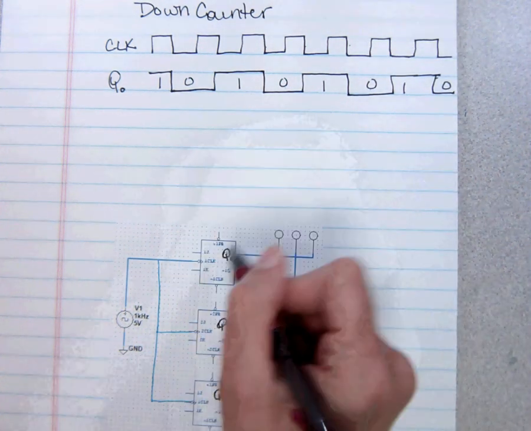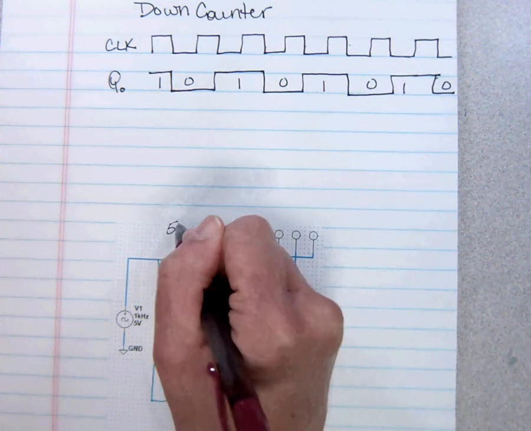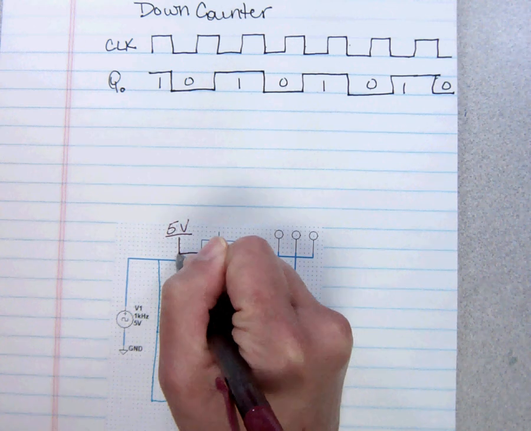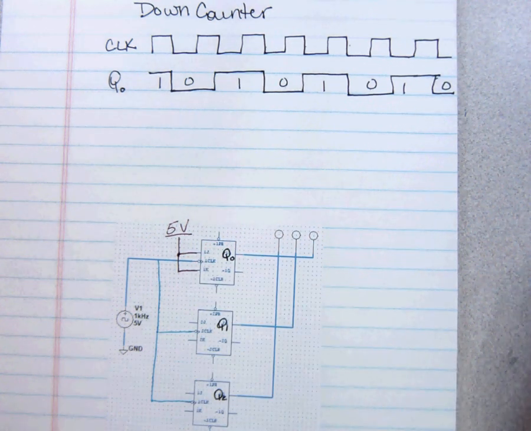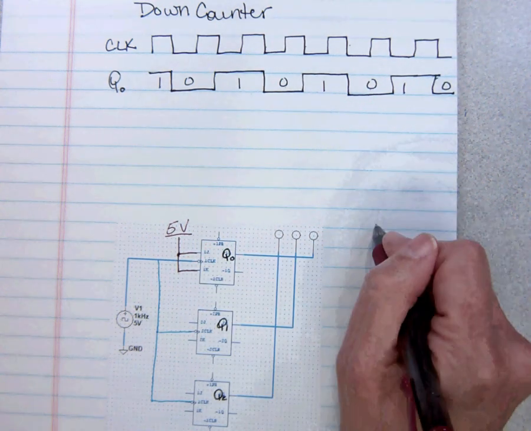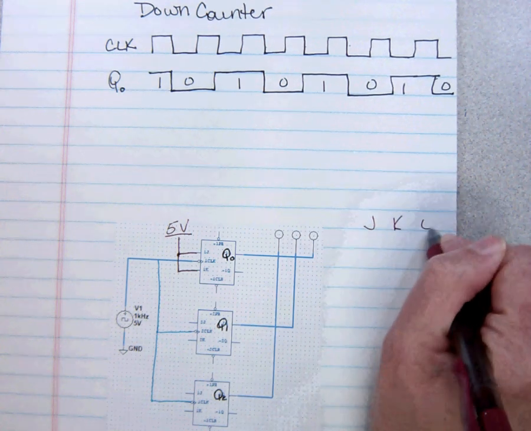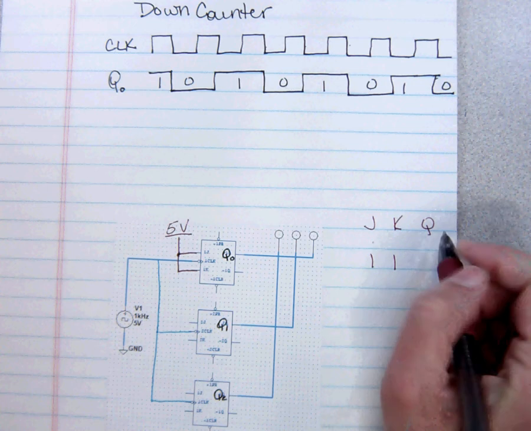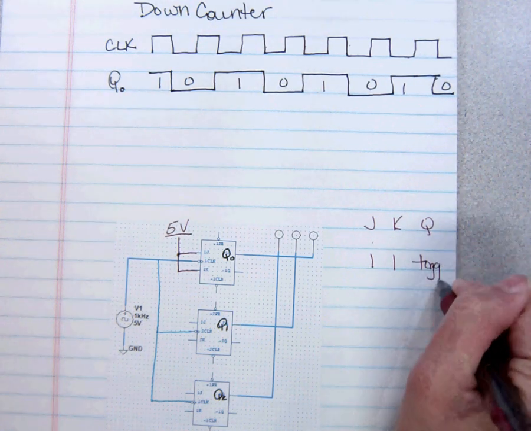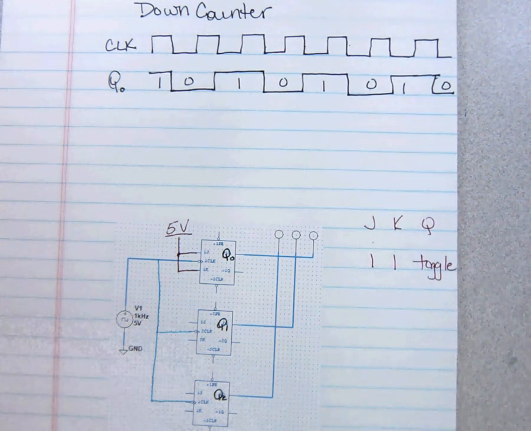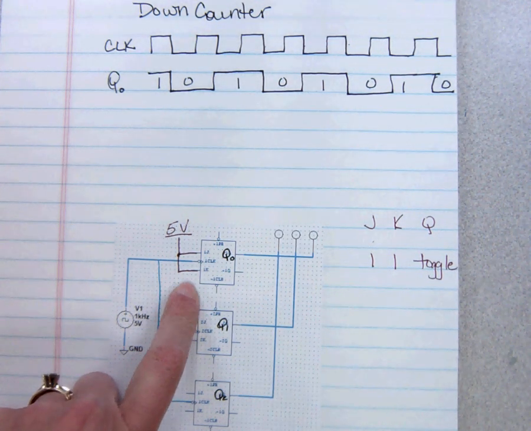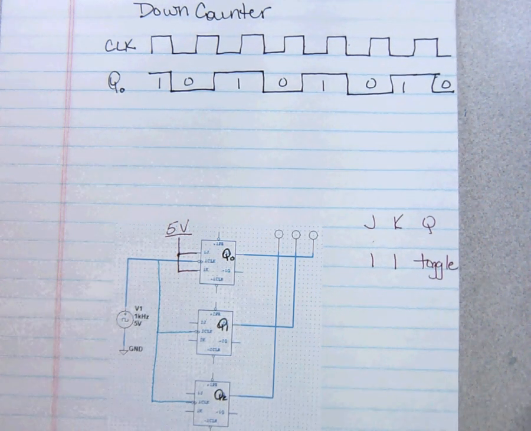But of course, in order to make the JK flip-flop toggle, it needs to be connected to power. Again, J and K, when I have a 1 and a 1, that's when I get the toggle. So that's what I'm doing by connecting my J and my K to 5 volts.